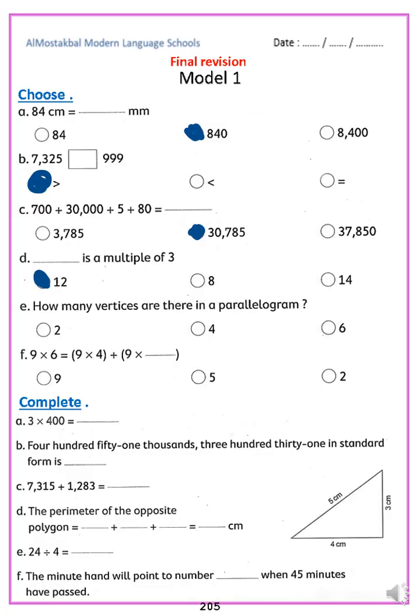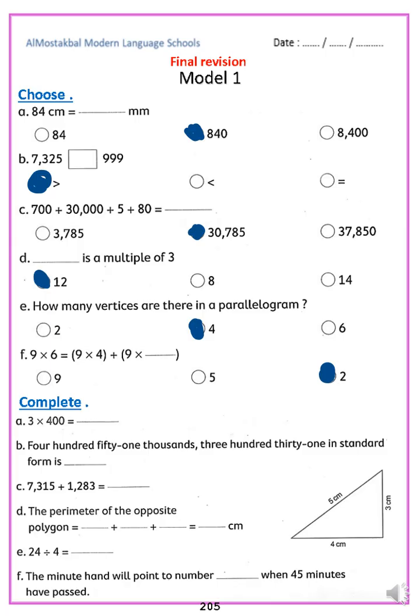How many vertices are there in a parallelogram? 4 vertices. 9 times 6 equals 9 times 4 plus 9 times what? Okay, take 4 from 6, or 6 minus 4 equals 2, so the answer is 2.